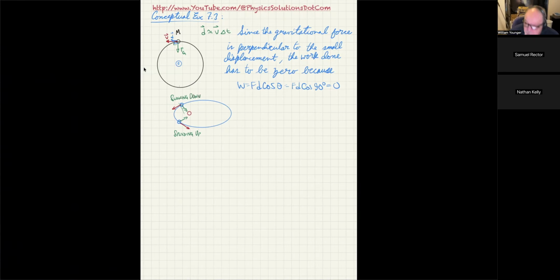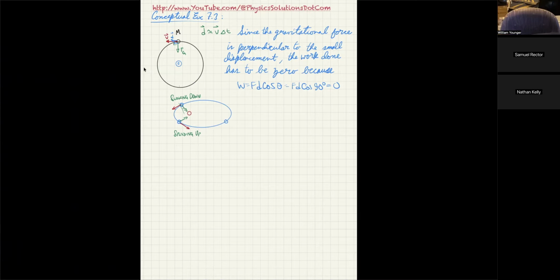And you can't speed up or slow down unless you apply a force in the direction of motion or in the opposite direction of motion. Opposite direction of motion makes you slow down. The same direction of motion makes you speed up. So you can see that in an elliptical orbit, you're going to have, in fact, some work being done by the gravitational force in slowing down and speeding up. And of course, it happens again out here as well.